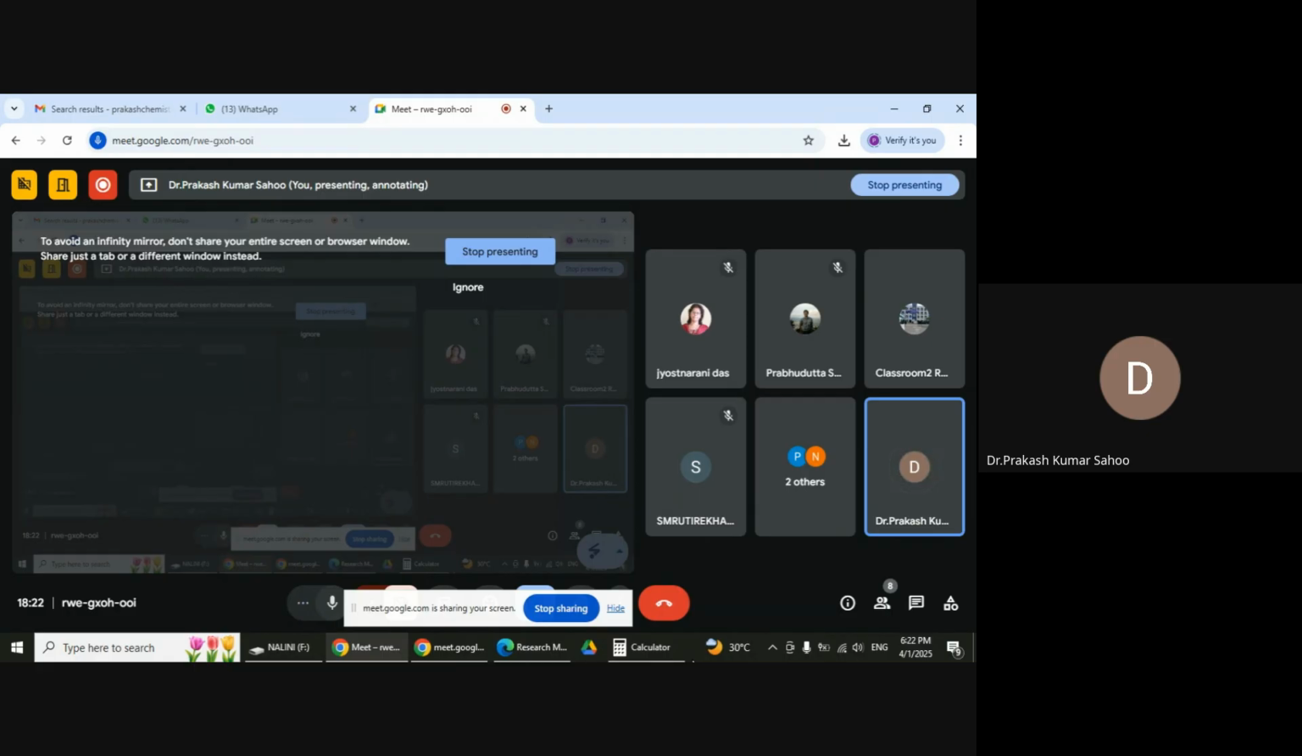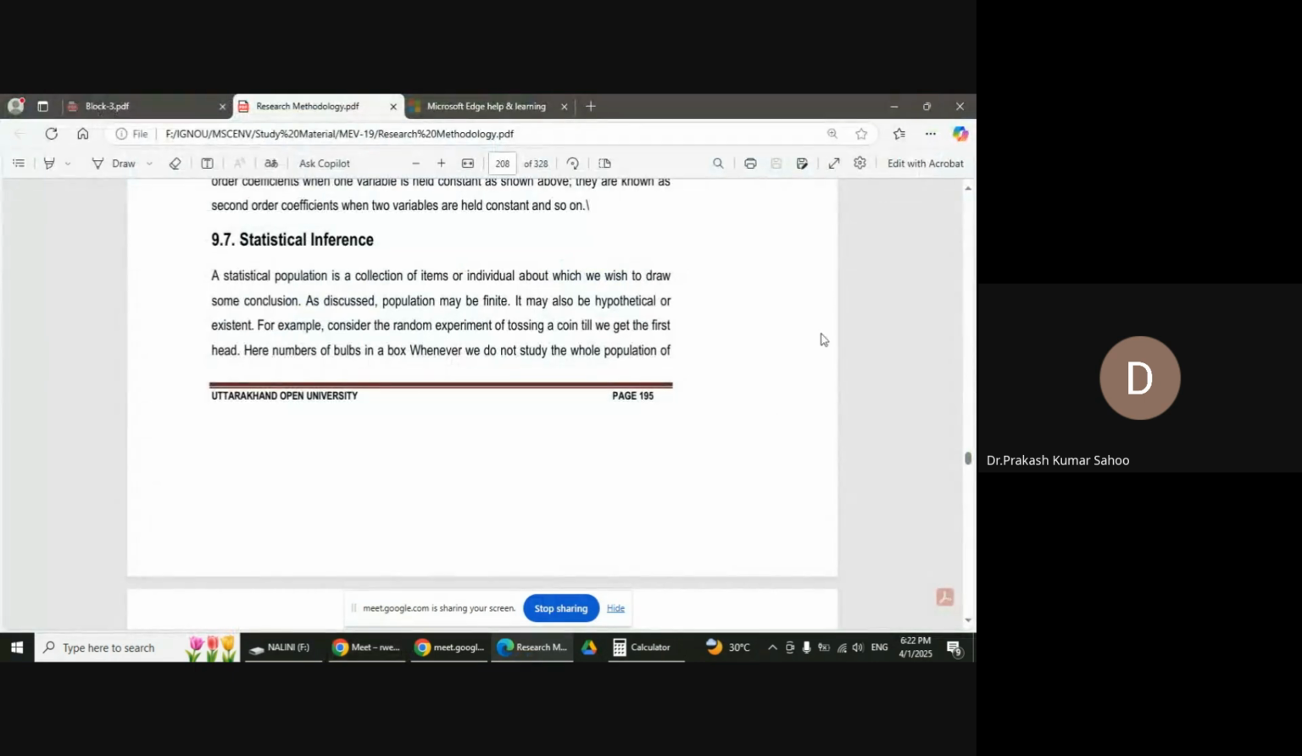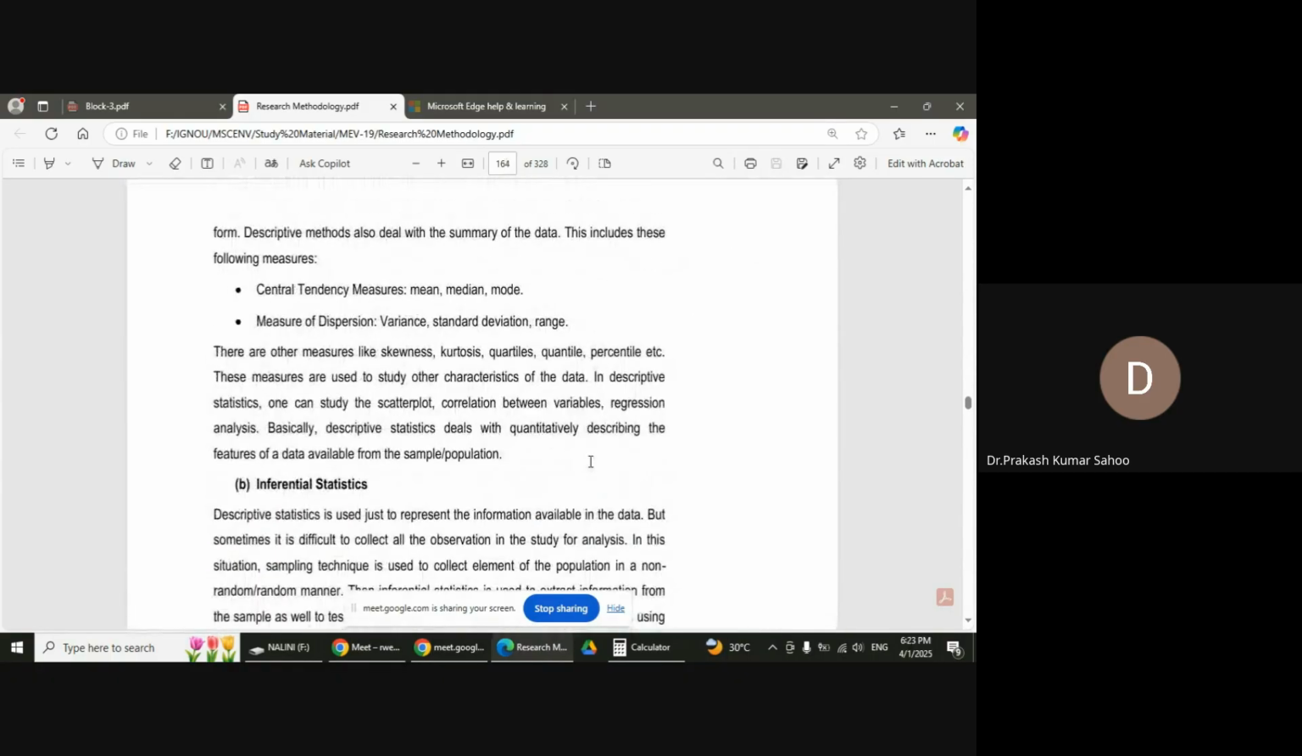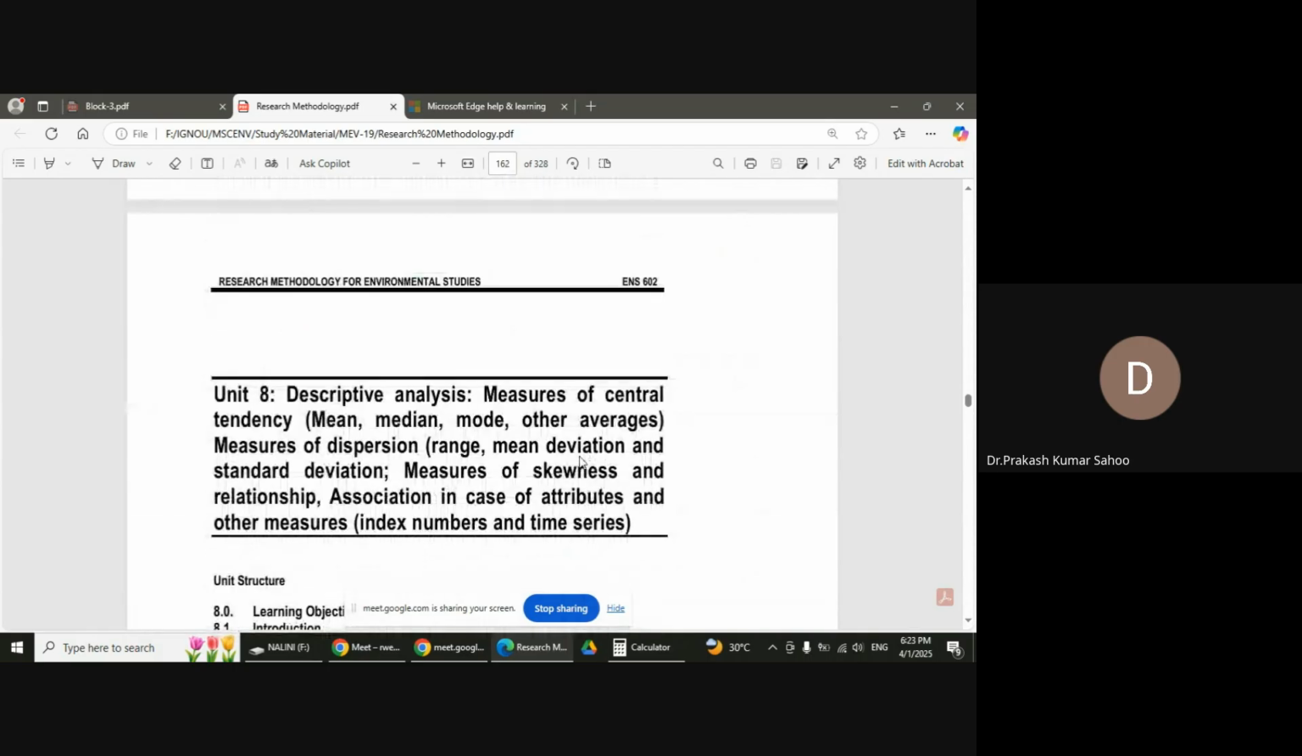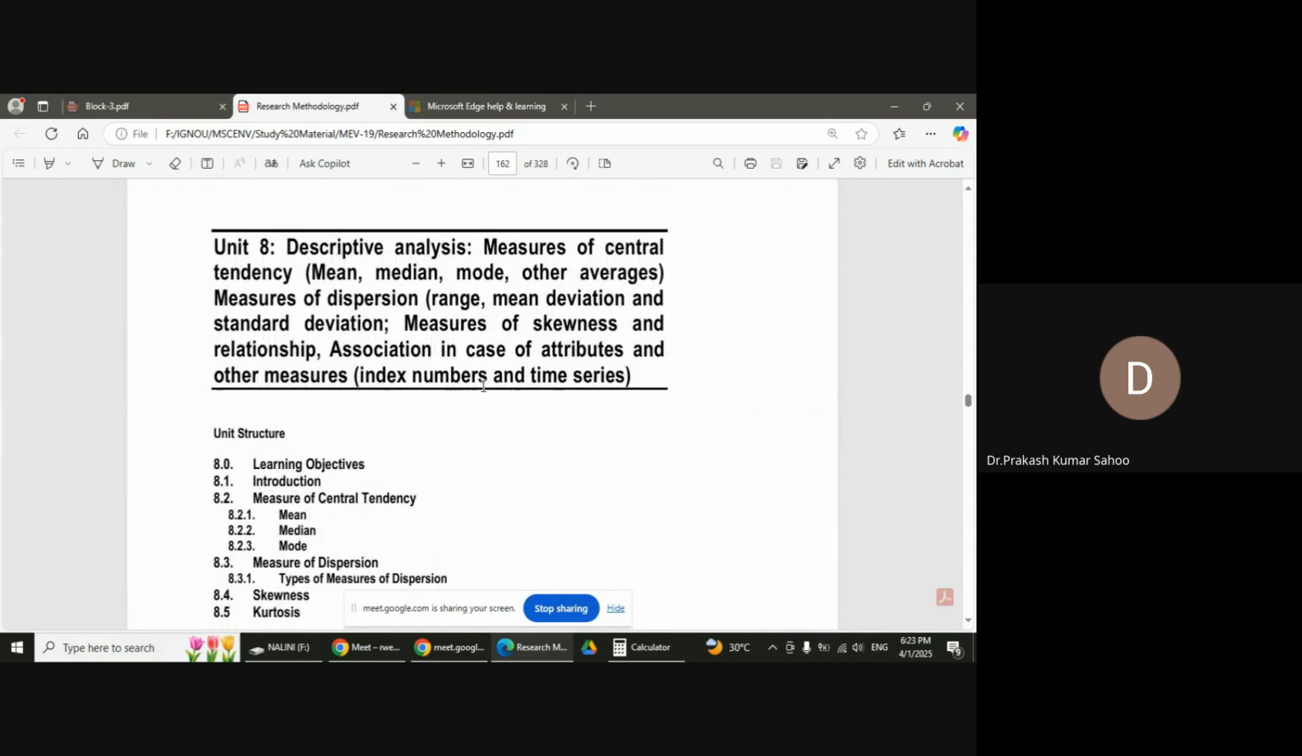Before going for a particular project work, you should have some sound knowledge of these parameters: which analysis I have to carry out, and which comparison or which conclusion I have to make from my research work. So just see here, this is descriptive analysis.